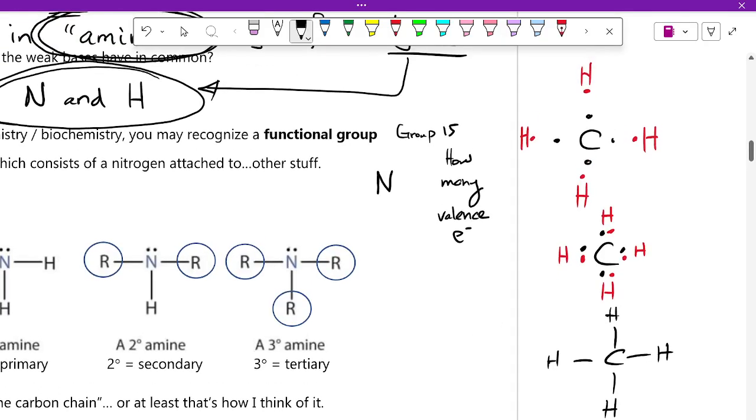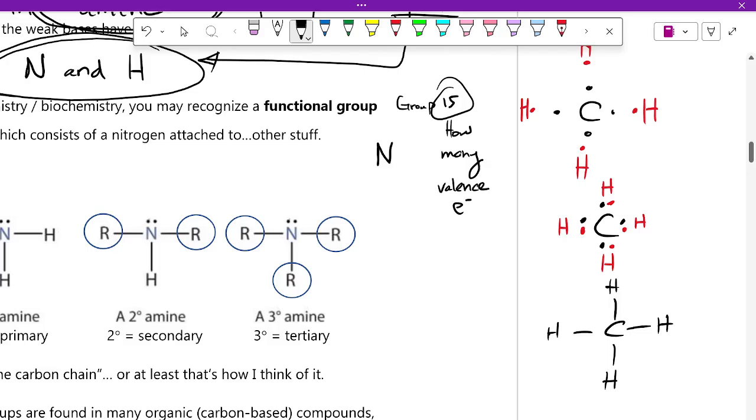Okay, remind me, we're in group 15. How many valence electrons does nitrogen have? 5. 1, 2, 3, 4, 5. How many unpaired electrons? 3. So we had 5 valence electrons, 3 unpaired electrons. So how many bonds will nitrogen usually form, unless something's a little weird? It will usually form 3 bonds.